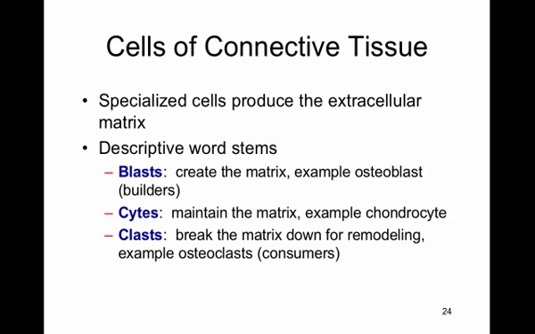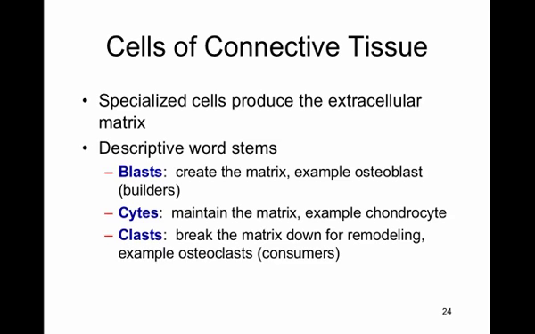And then cytes are what maintain the matrix, and clasts break down, from remodeling. So if we use the term osteoblast, what does the prefix osteo mean? Bone. So it's a bone builder. It builds bone, creates the bone matrix. Clast, so if we have an osteoclast, it rebuilds or breaks down bone.